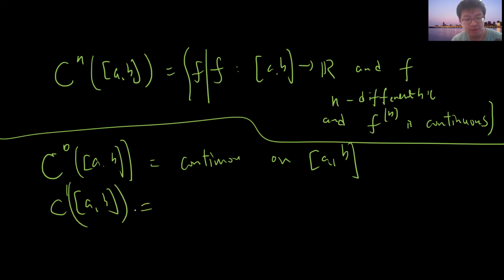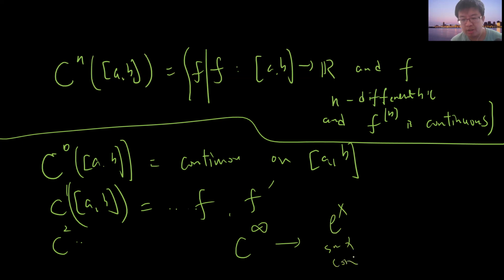Okay, and then you can define C1 of [a,b]. Basically, f and f prime need to be both continuous. And then you can define C2, and then you can define the so-called C infinity. Basically, infinitely differentiable. So for example, exponential x, sine x, cosine x. So everything you know, obviously most of them should be infinitely differentiable.